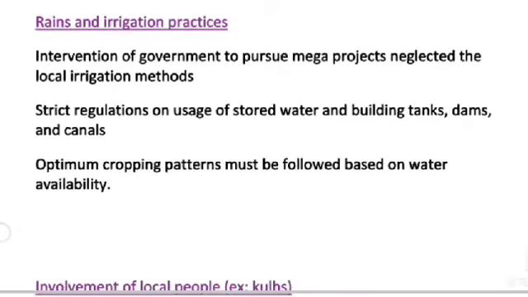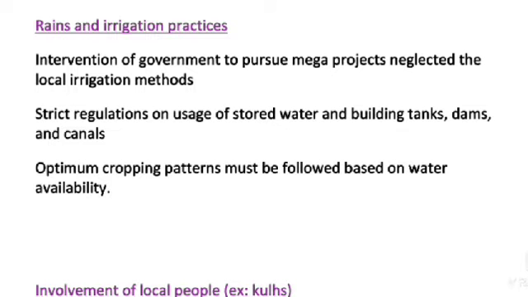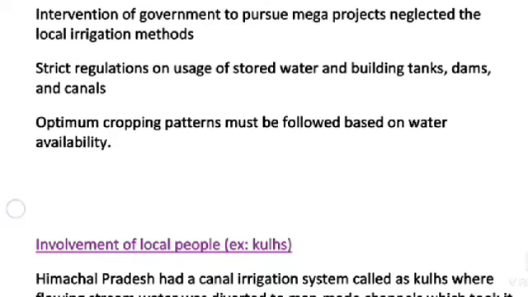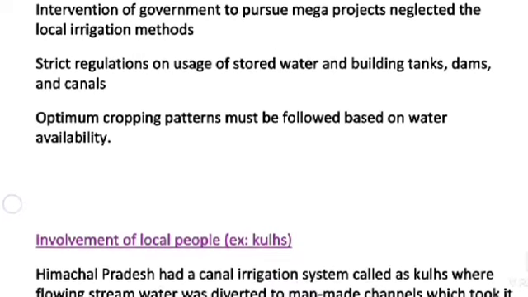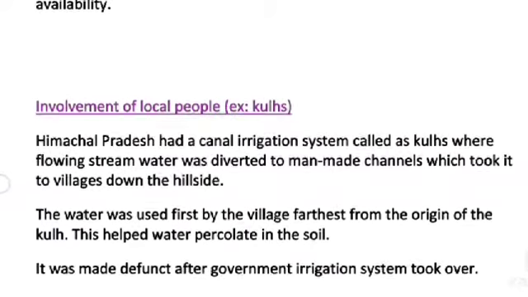Rains and irrigation practice. Intervention of government to pursue mega projects neglected the local irrigation methods. Strict regulation on usage of stored water and building tanks, dams and channels. Optimum cropping patterns must be followed based on water availability. Involvement of local people.